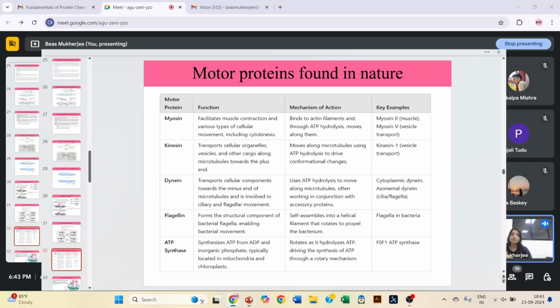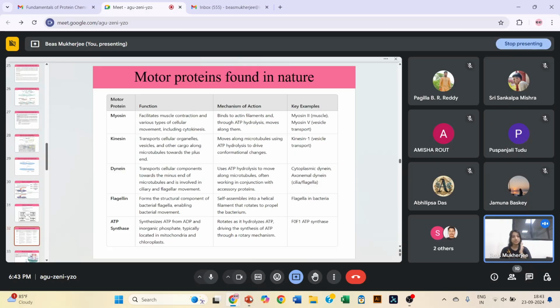So you need to read about all the 5 because we have questions from all the 5 of these. Okay. What about myosin? Myosin is of course helping in cell muscle contraction. It is helping in cellular movement and cytokinesis. Read the mechanism of action as well. What about kinesin? This is a transport protein. Then we have dynein. This is also a transport protein, but it is acting exactly opposite to that of kinesin.